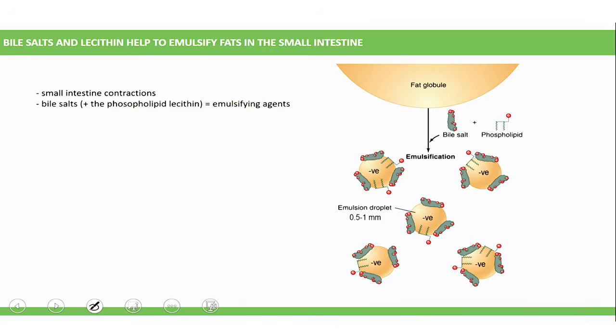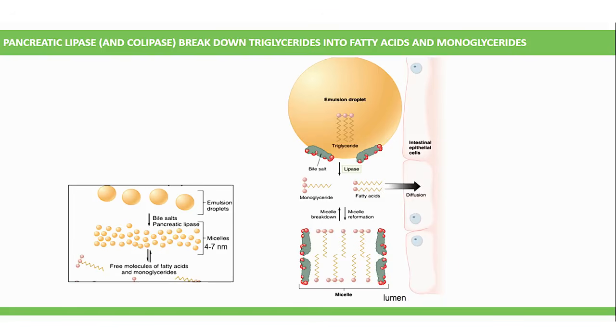You can see on the diagram on the right hand side, the bile salts and those phospholipids embed themselves around the outside of these emulsion droplets, preventing the emulsion droplets from coalescing. Also, the emulsion droplets have a net negative charge, which means they repel each other as well. We now have small emulsion droplets within the lumen of your small intestine.